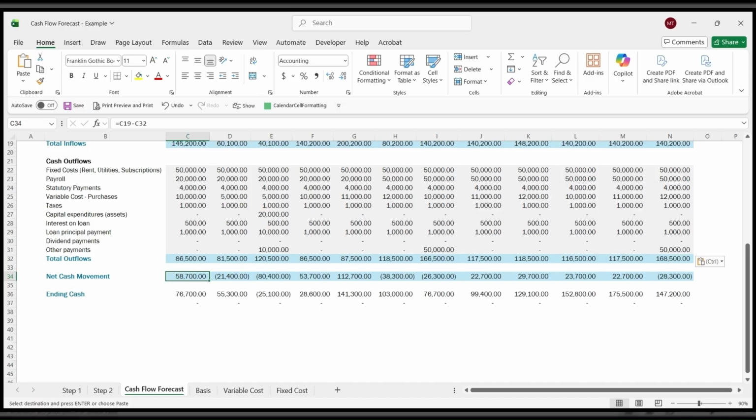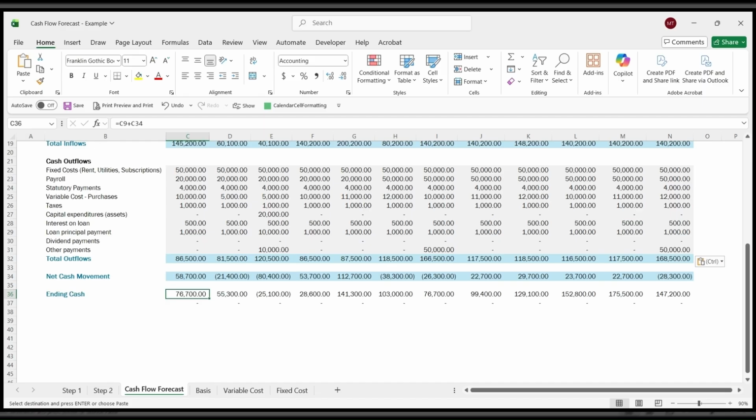Finally, we have the ending cash. Ending cash balance is the sum of opening cash and the net cash movement. Since our opening balance and net cash movement are positive, the ending cash balance is also a positive figure. So at the end of the month, we forecast to have a cash surplus of $76,000.